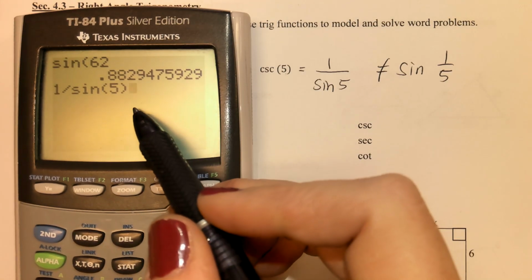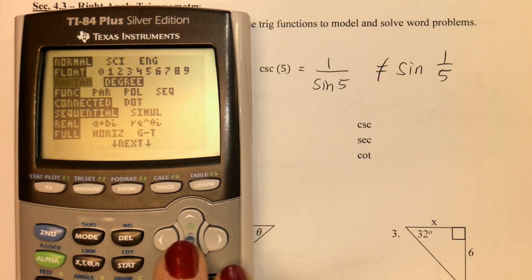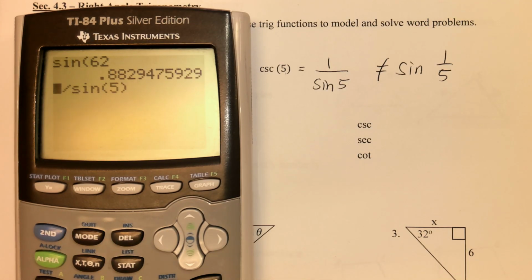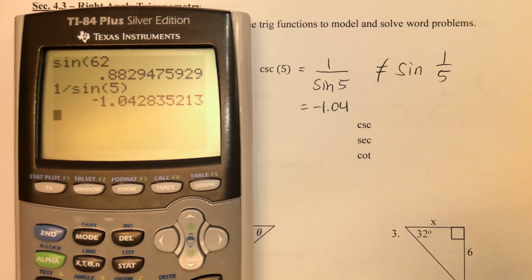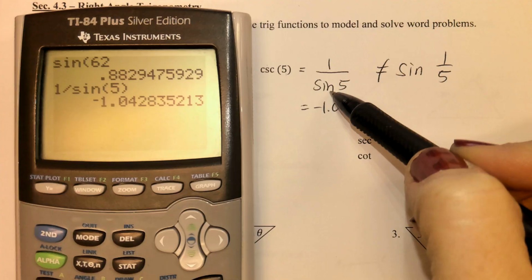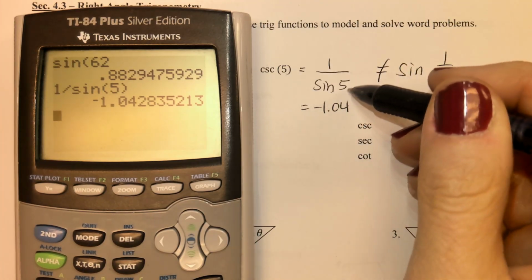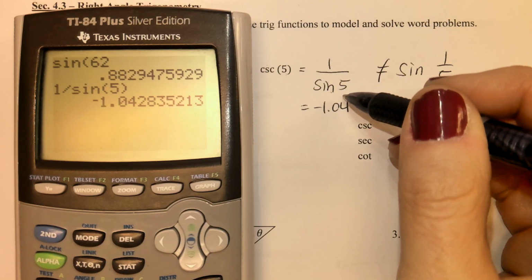The other thing we have to catch on this problem is there is no degree sign, which means that you need to switch over and be in radian mode for this one. And you get about negative 1.04. So a couple of things: make sure that you're using the right reciprocal trig function. Make sure that you're doing 1 over that entire value. Also, if you don't have a degree symbol, make sure that you are in radian mode.